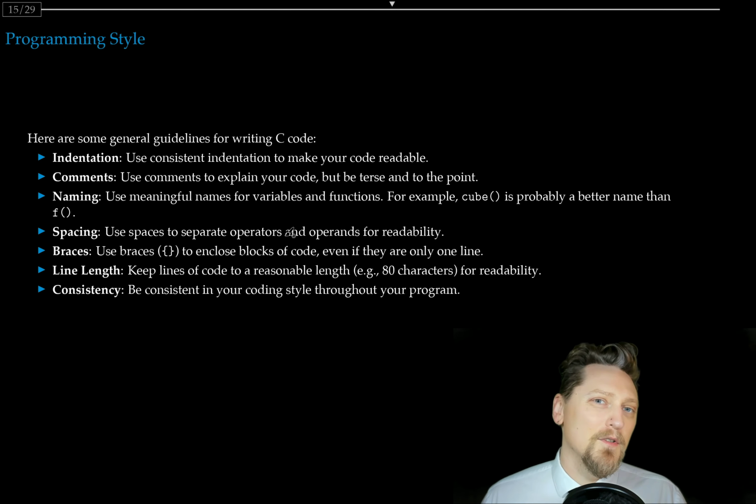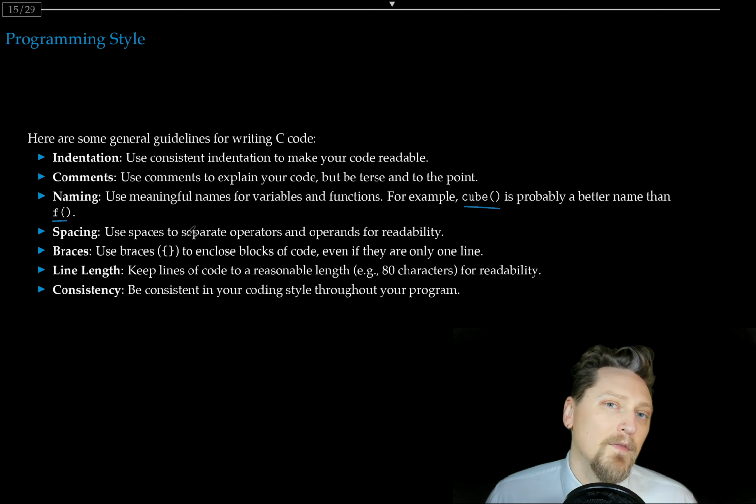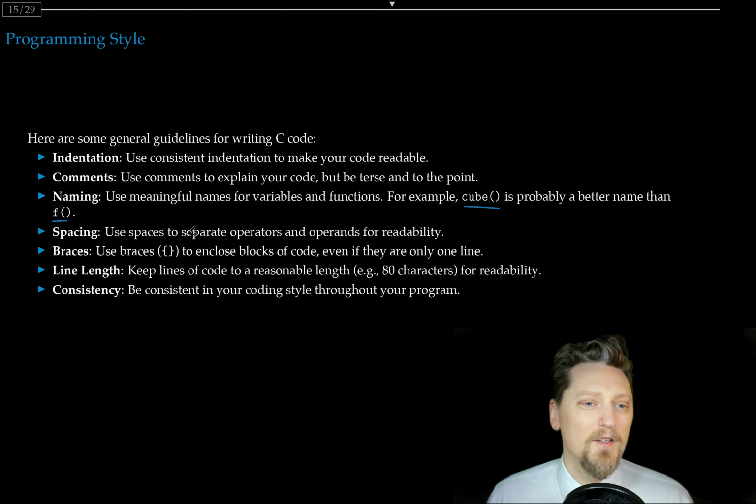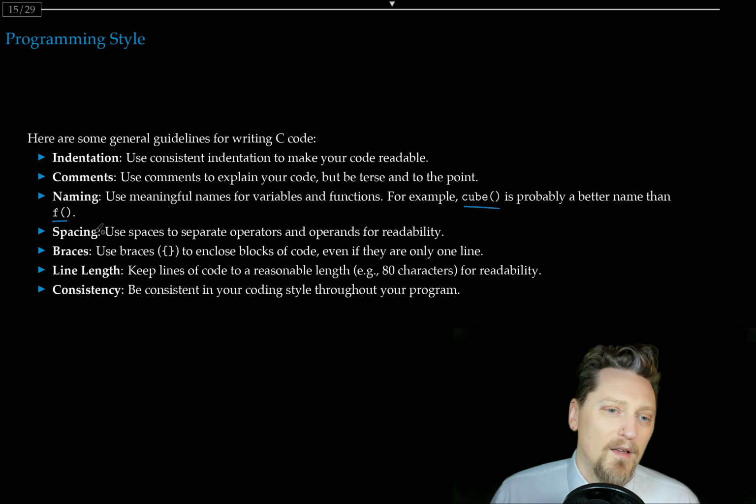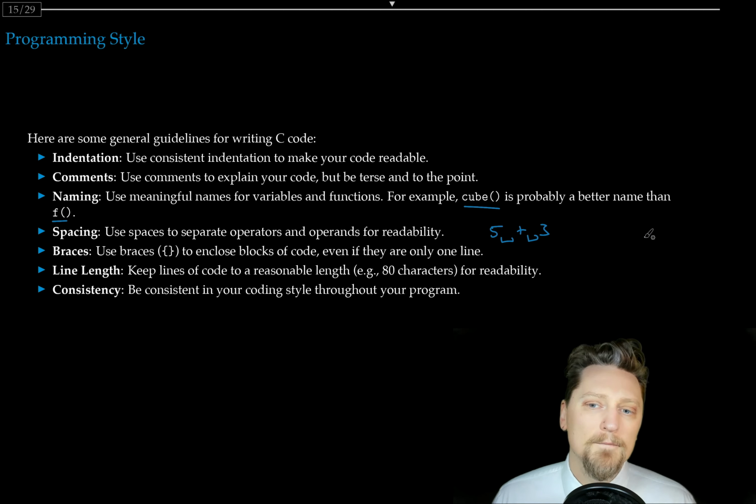Naming. Use meaningful names for variables and functions. For example, cube, which we used as the name of our function that we wrote earlier, is probably a better name than f. Okay, we could have just called it f, but it doesn't describe what the cube function does. Spacing. Use spaces to separate operators and operands for readability. So if you're going to write 5 plus 3, you should have a space in between there. That's a lot easier to read.